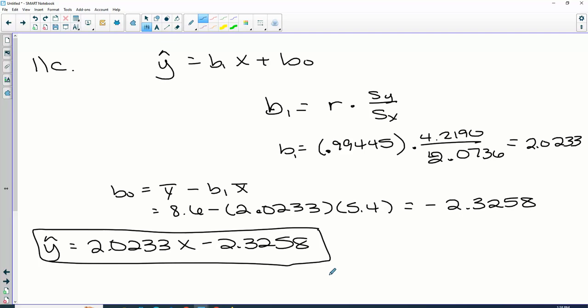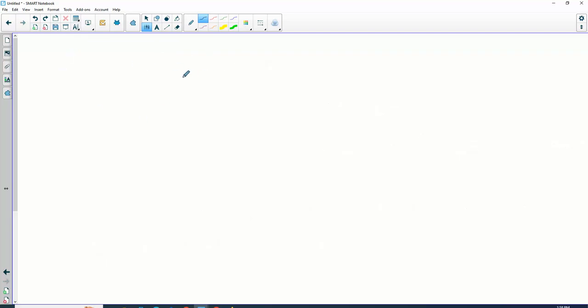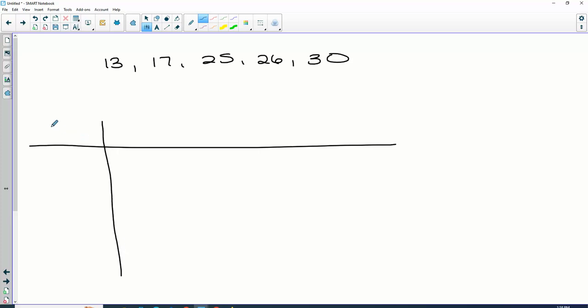What else do you guys want to talk about? Standard deviation, yes. Okay, let me give us a set of data. I'm just going to make up some numbers. Okay, so if I give you these numbers, and we are computing standard deviation, we have to take each of our x's, subtract the mean, and square it.